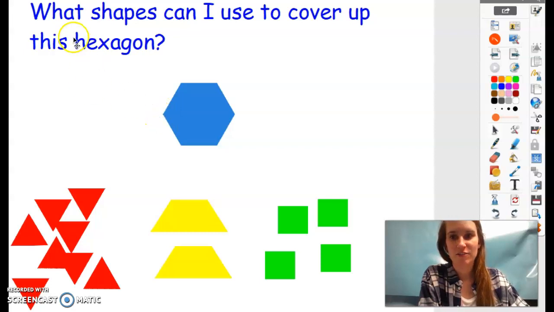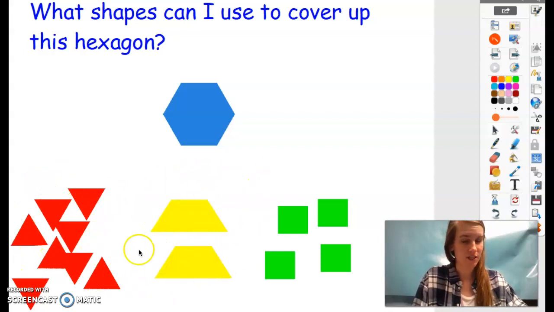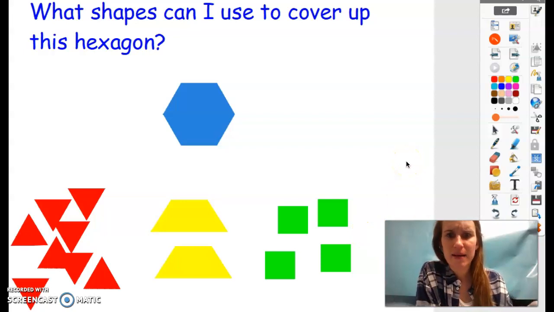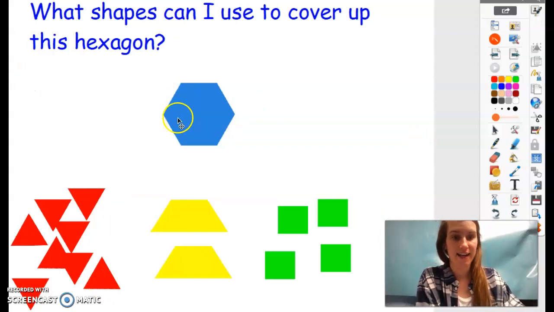Six sides. Remember, hex, six. We have 1, 2, 3, 4, 5, 6 sides, and 1, 2, 3, 4, 5, 6 vertices. Well, I have some triangles right here. I have some trapezoids. Can you say trapezoid? Trapezoid. Good job right here. And I have what shape? Some squares. I need to make a plan and see what shapes I can use to create a hexagon.